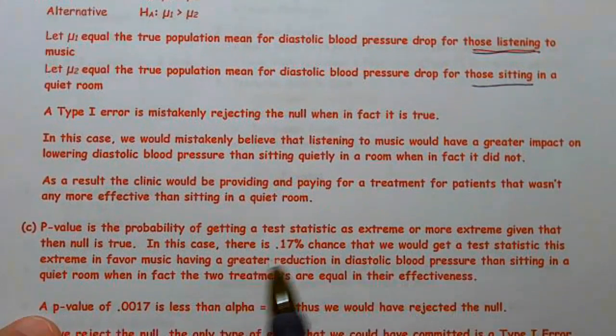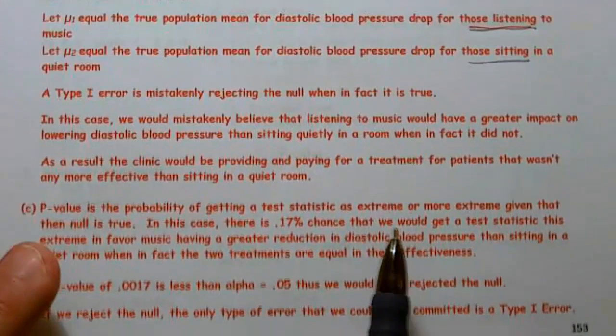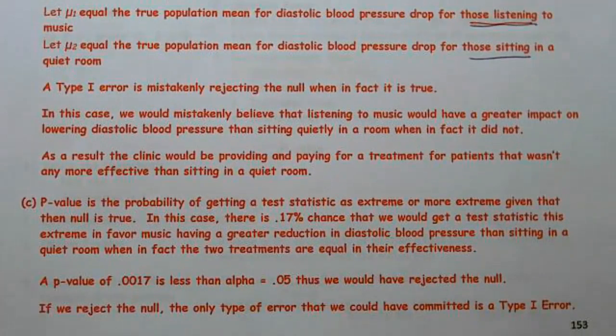In this case, there is a 0.17% chance that we'd get a test statistic this extreme in favor of music having a greater reduction in diastolic blood pressure than sitting in a quiet room, when in fact the two treatments are equal in their effectiveness. All right. So that's the definition.